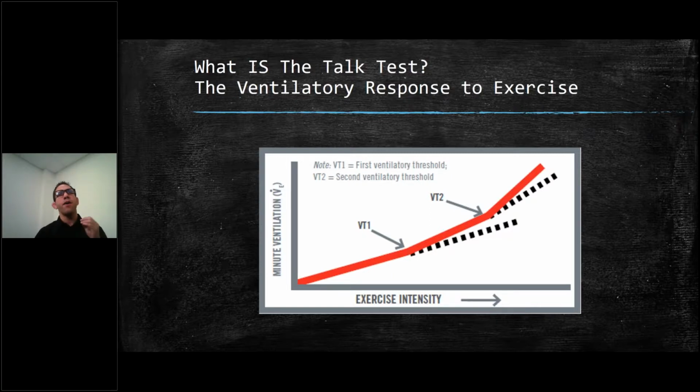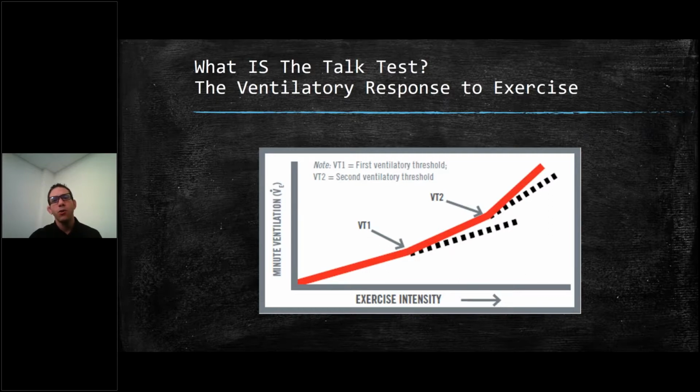Now, the VT1, other names for that first ventilatory threshold, and maybe some more common ones that you may have heard of, are that it's also called the anaerobic threshold, because it's the first point at which lactate begins to accumulate in the blood. And again, once you hit that point, your ventilation gets driven by your need to blow off CO2, not necessarily to bring in more oxygen.